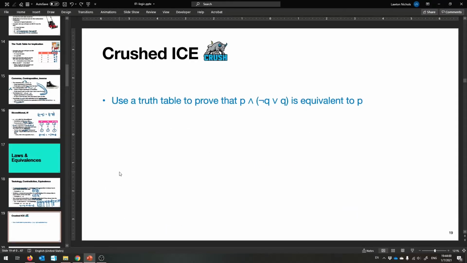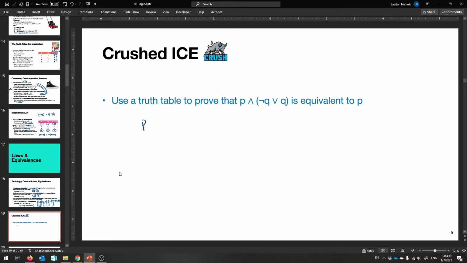All right, so please use a truth table to prove that this statement, P and the quantity not Q or Q, is equivalent to P. So please write one out. It will be very helpful, I promise. All right, assuming you're back, let's do it together.